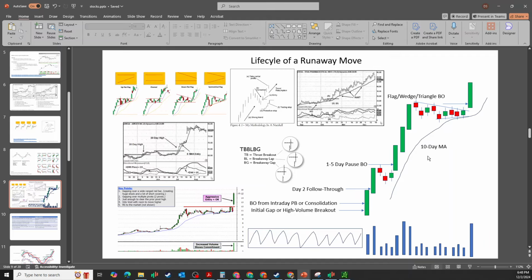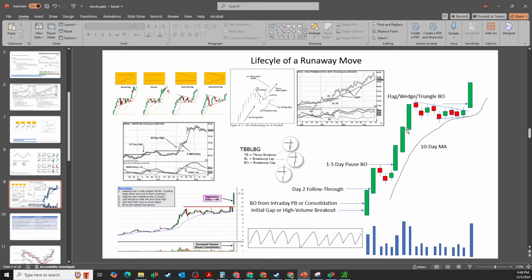Again, all I'm doing is taking the concepts from all these other traders and building a model of what a runaway move looks like from the start, step by step, all the way through. Because if you understand how price action unfolds, if you understand how momentum moves unfold, you'll understand how these traders came to these conclusions. They didn't just make this up. They studied enough examples of momentum moves to say, oh, this is a pattern that I'm going to create, and I'm going to build rules around it.